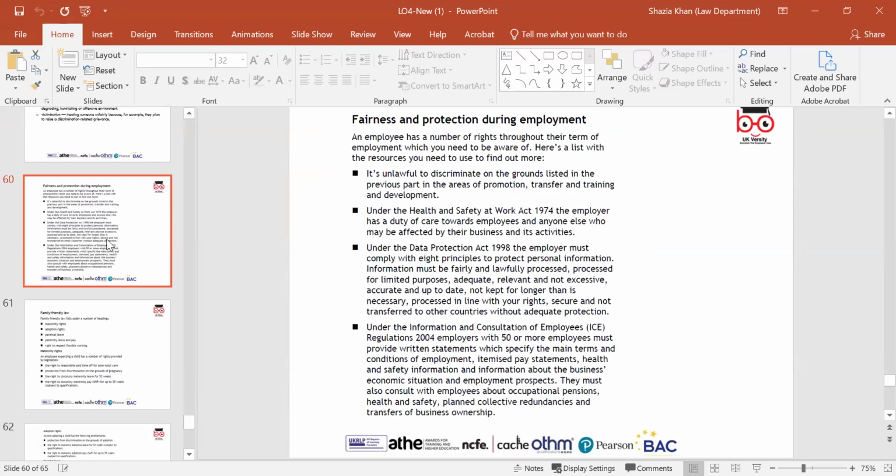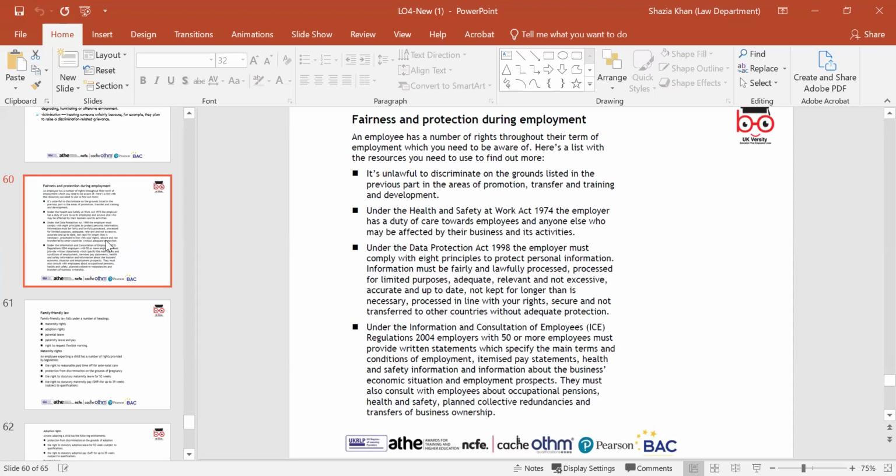Fairness and protection during employment. So an employer has a number of responsibilities throughout the term of employment that they need to be aware of. Things like it's unlawful to discriminate on the grounds listed in the previous slides. Under the Health and Safety Act, the employer has a duty of care towards employees and anyone else who may be affected by their business and activities.